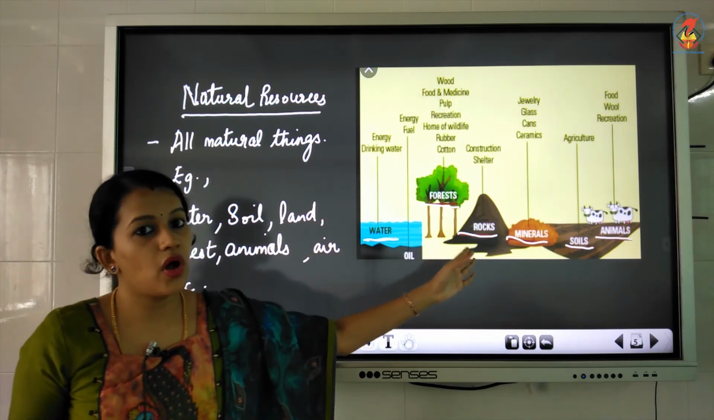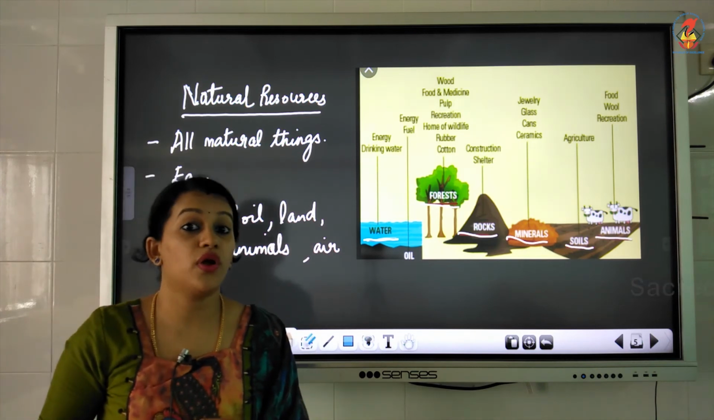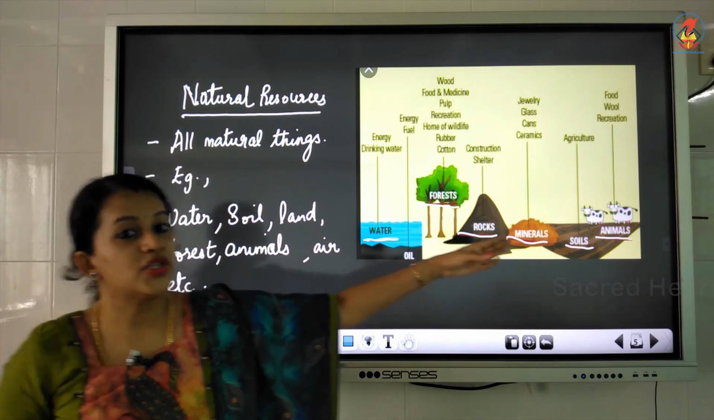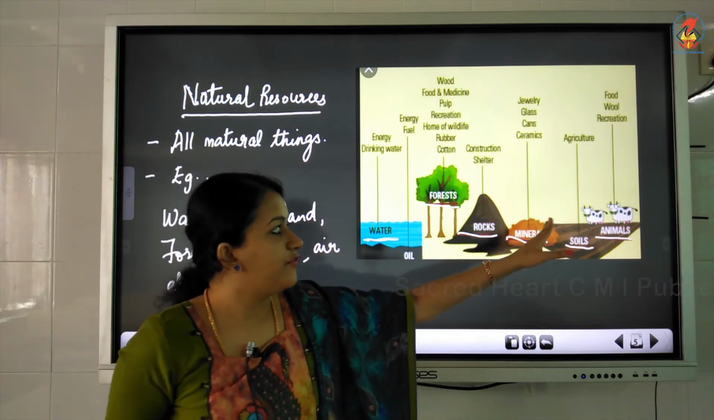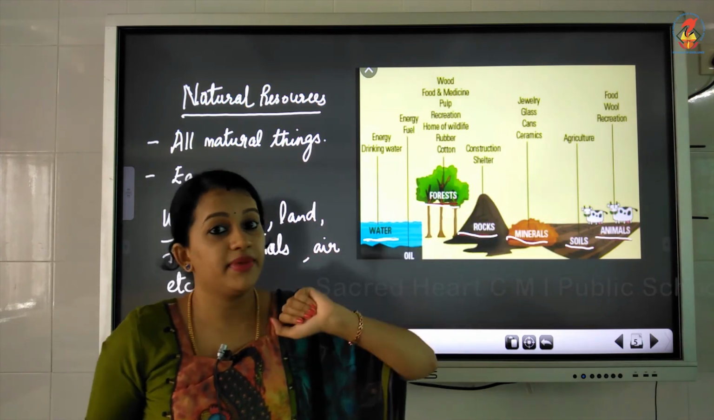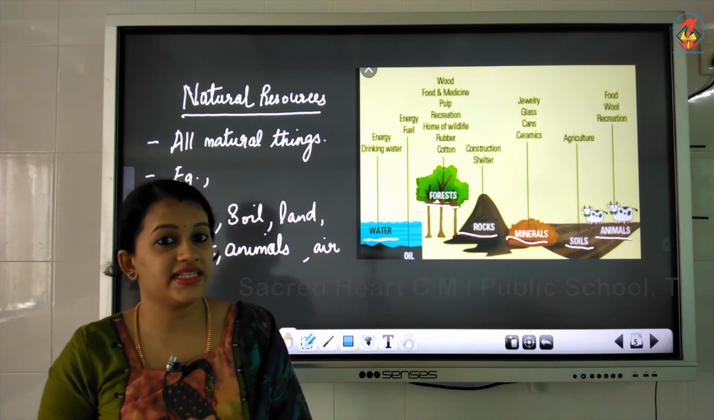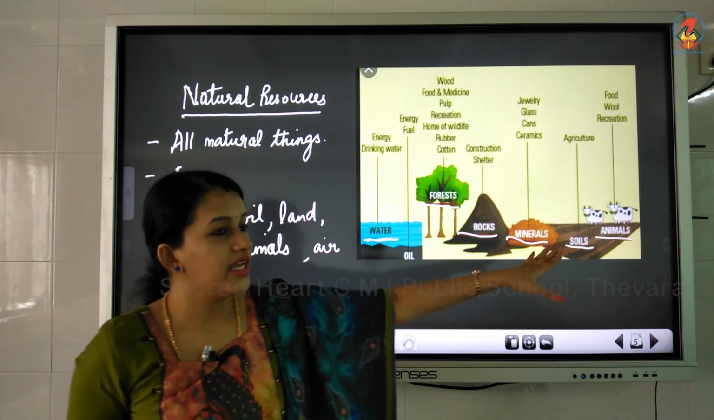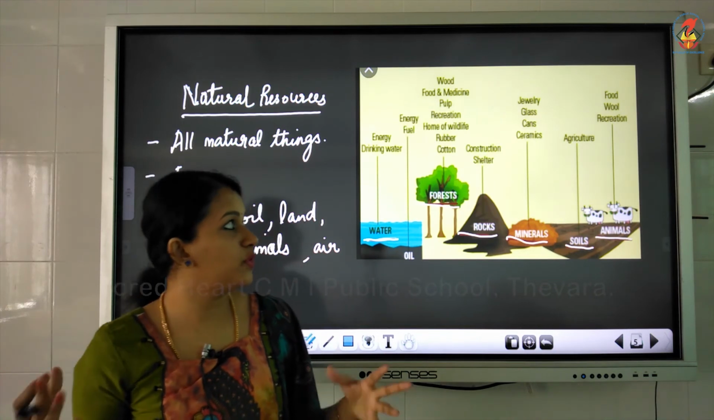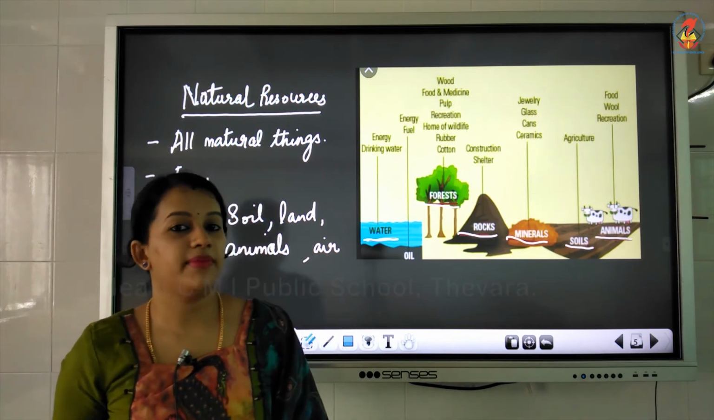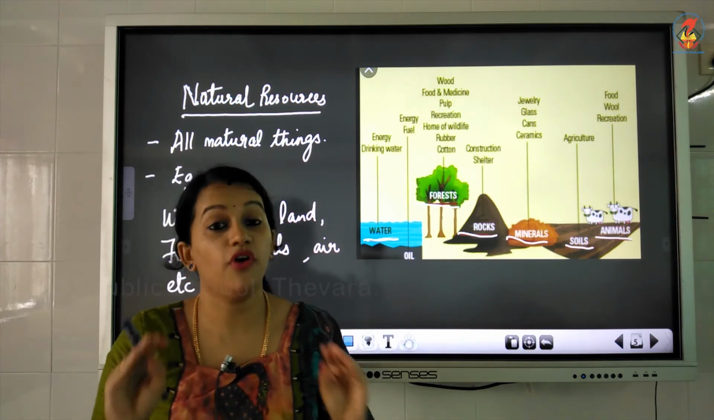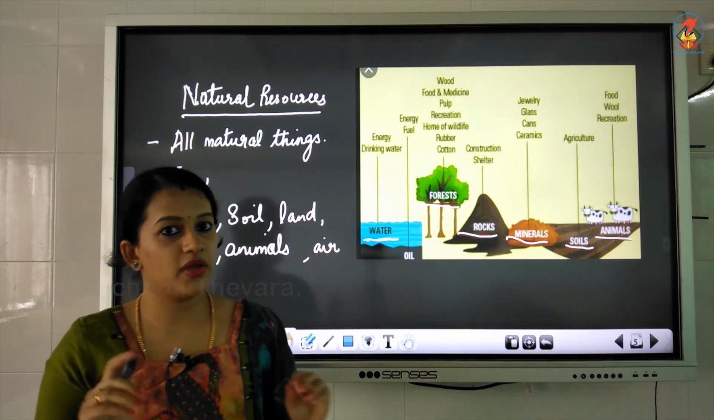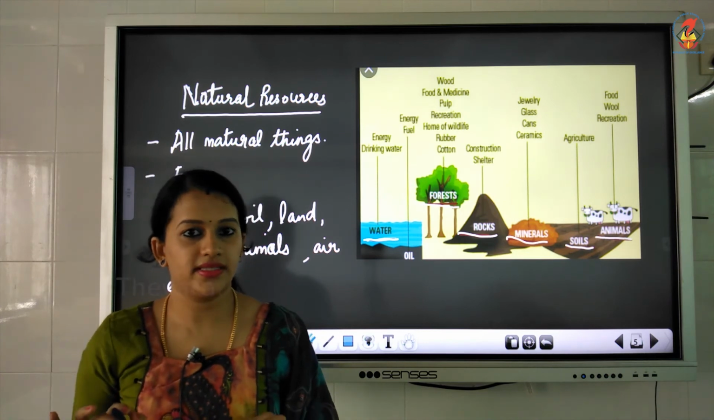Then from rocks, the rocks can be used for construction purposes. Soil can be used for doing agriculture. Then from minerals, many things can be made using the minerals that are there in the earth. Then from animals we'll get food, isn't it? You'll get food and many other things from animals. So all these are examples of natural resources. Why? Because they are present in nature as such.